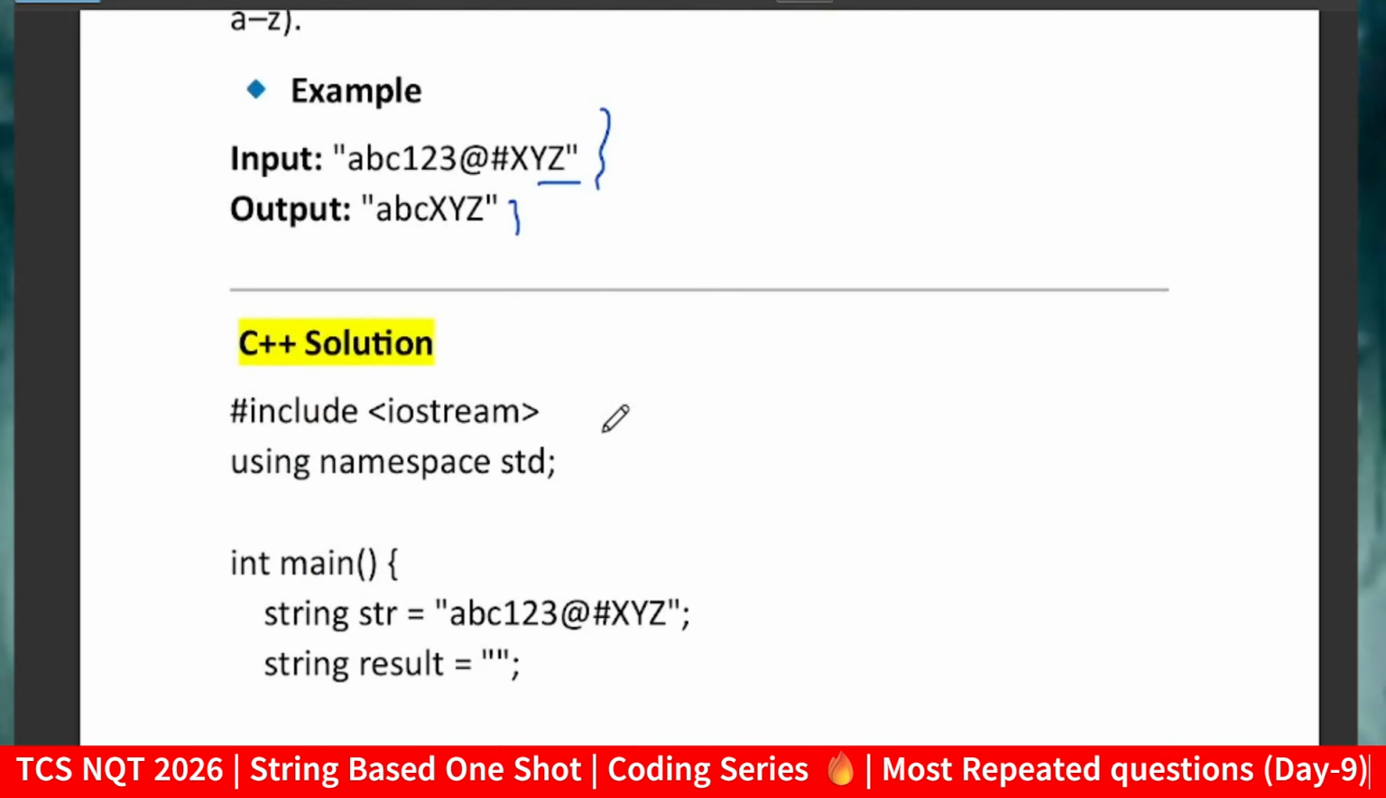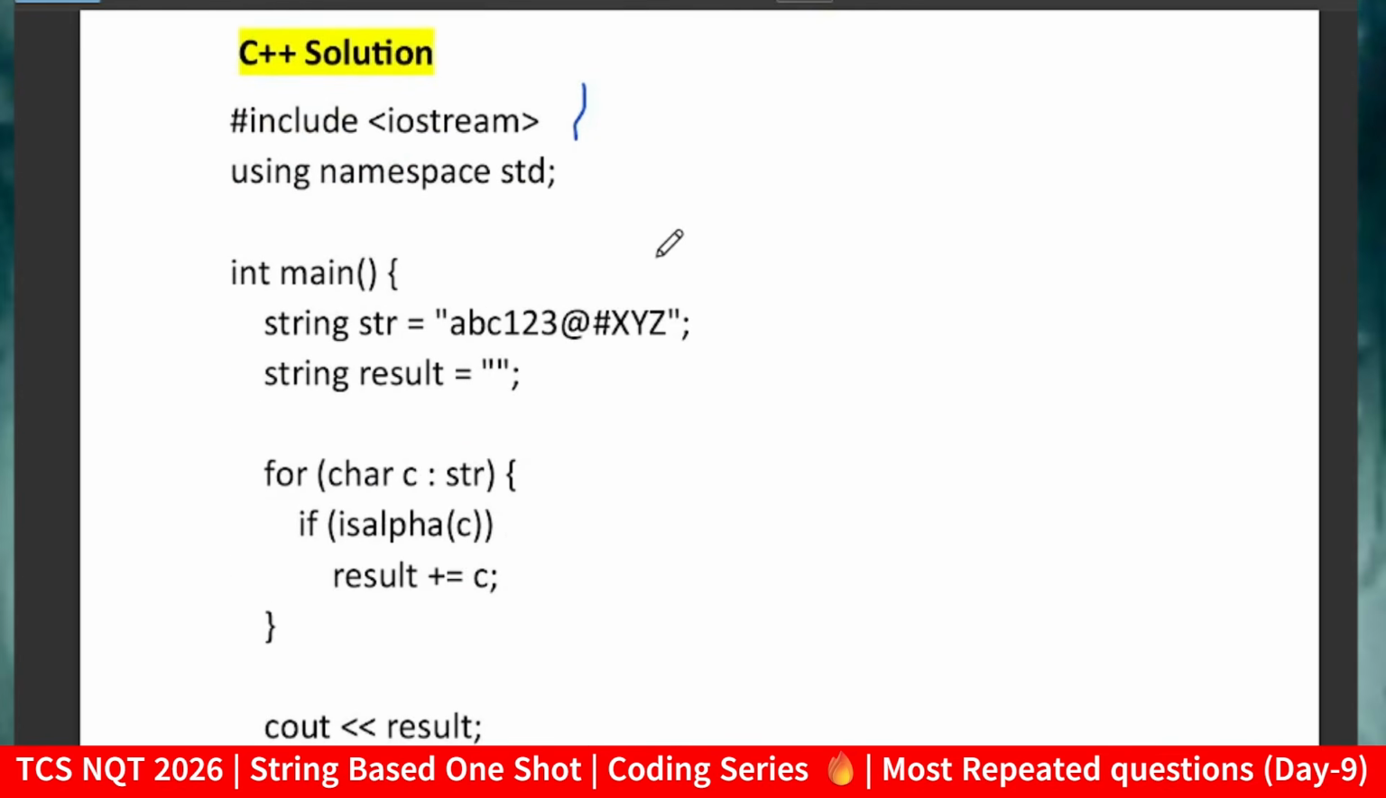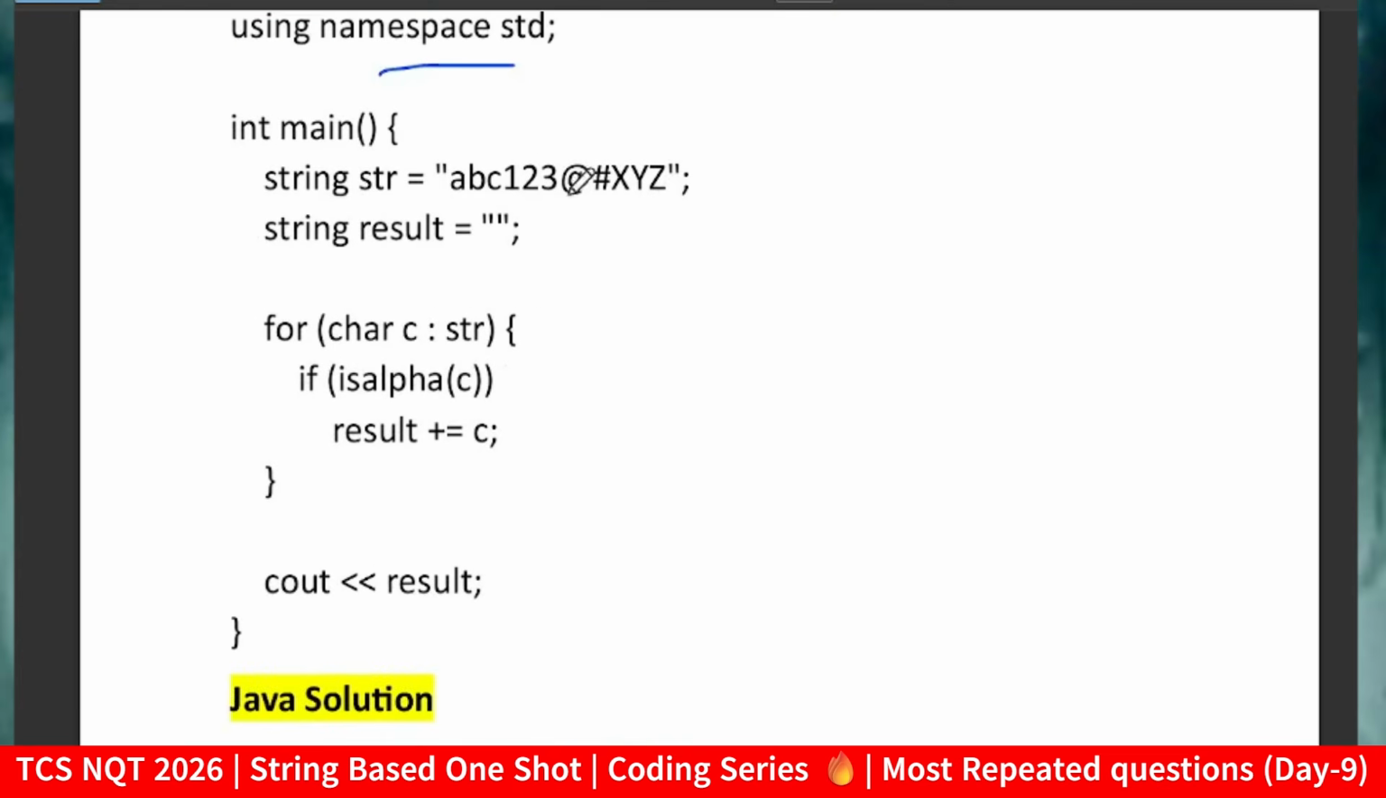Got it? So coming to the C++ solution, including the library iostream, using namespace std, then declaring the main function. Again I'm saying, for the sake of your understanding, I am just taking the inbuilt input, but you have to take user input according to the scenario asked in the NQT exam. So declaring string result equal to the empty string.